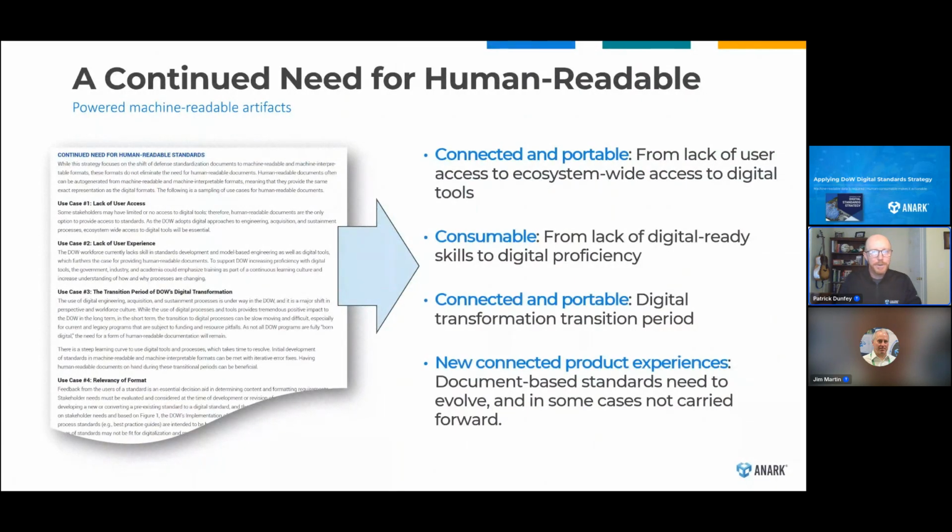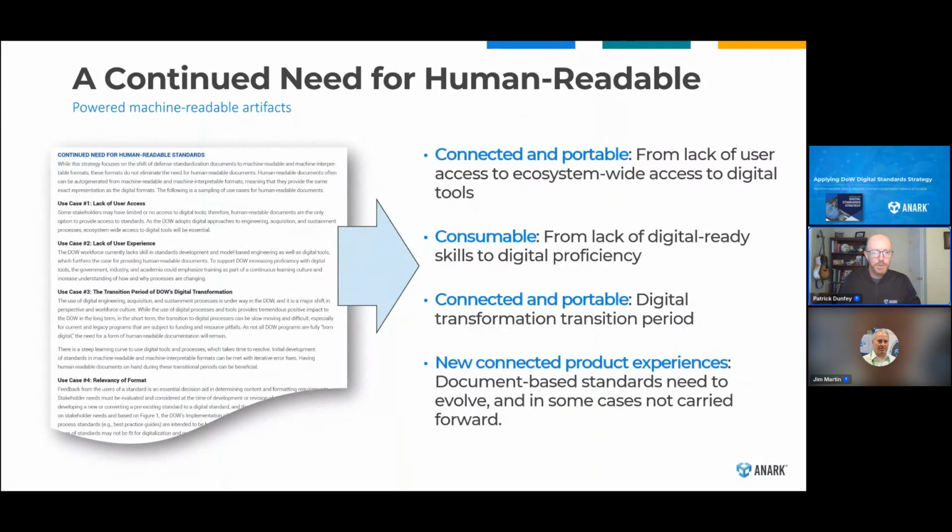And it's all about how human readable is a continued need, but there's a need to make that connected and portable so that you can go from a lack of user access to ecosystem-wide access of digital tools, right? Today, there's a lack of access and a lack of balanced access across the entire ecosystem. That can be balanced out with connected and portable.